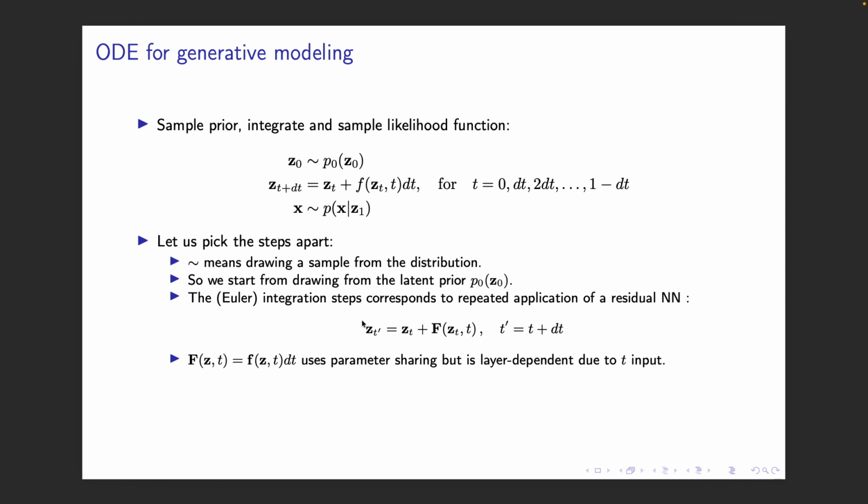Also, we can view this as what we call a residual neural network, because the new set CT is equal to the old CT plus some kind of residual, and this residual is simply given by the drift function times delta t. And as we talked about before, we have this parameter sharing, so we use the same neural network for all time points by using t as an extra input to our neural network.